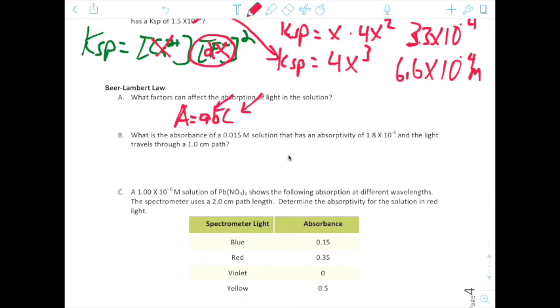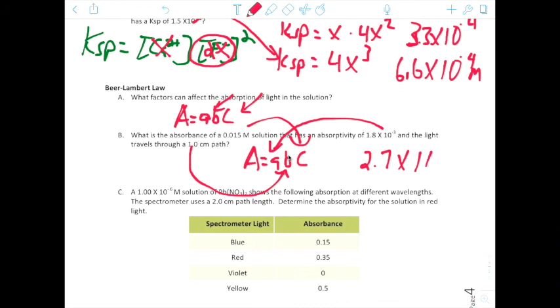The next problem says, what is the absorbance of a 0.015 molar solution that has an absorptivity of 1.8 times 10 to the -3rd, and the light travels through a 1 centimeter path. So we're going to use our equation, A equals ABC. Plug in our values. That's concentration. That's our molar absorptivity. That is our path length. Plug it in, and we should get an answer of 2.7 times 10 to the negative fifth for our absorbance.